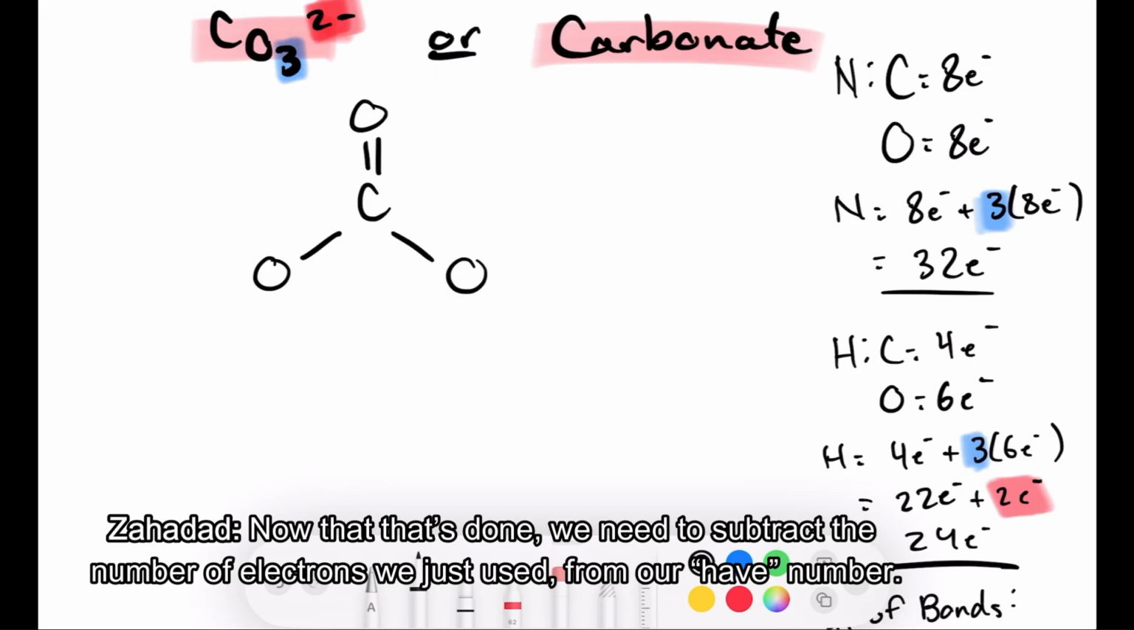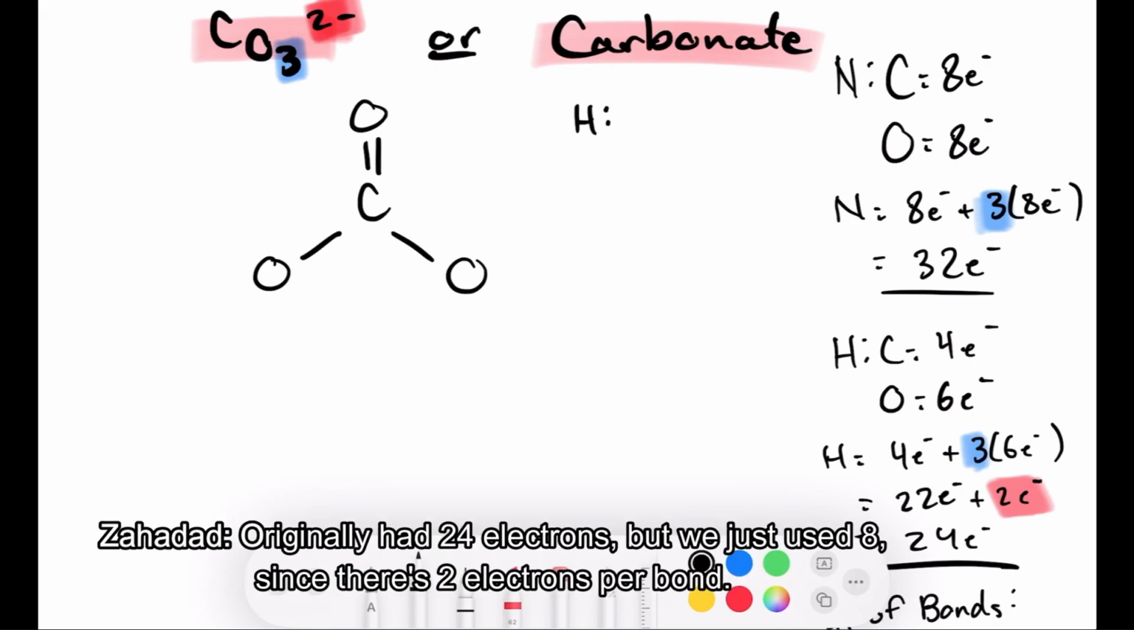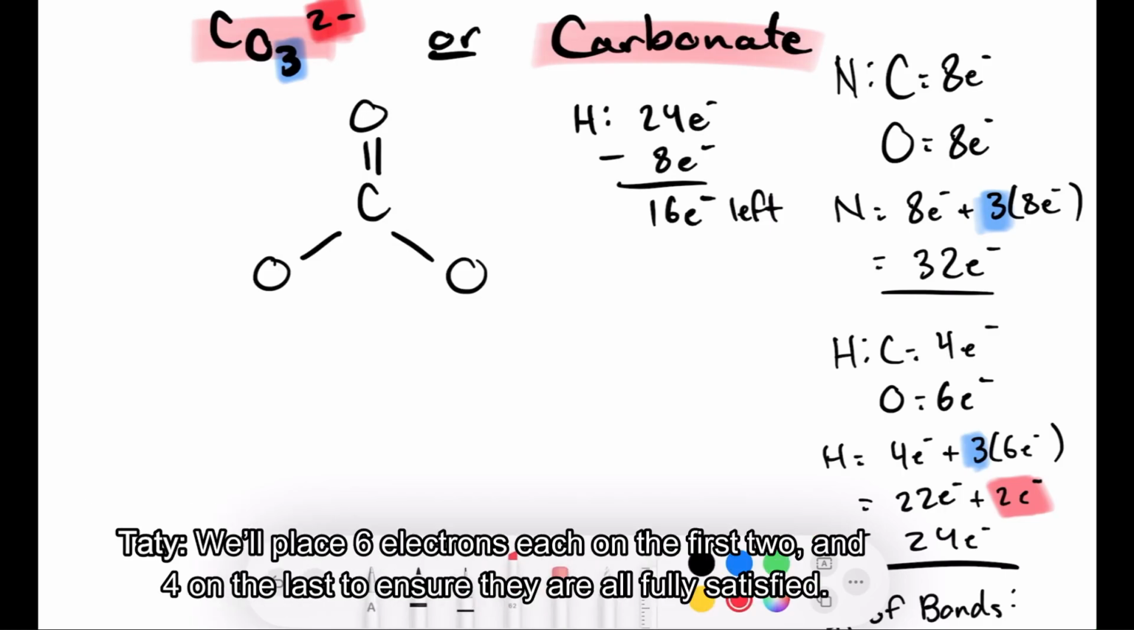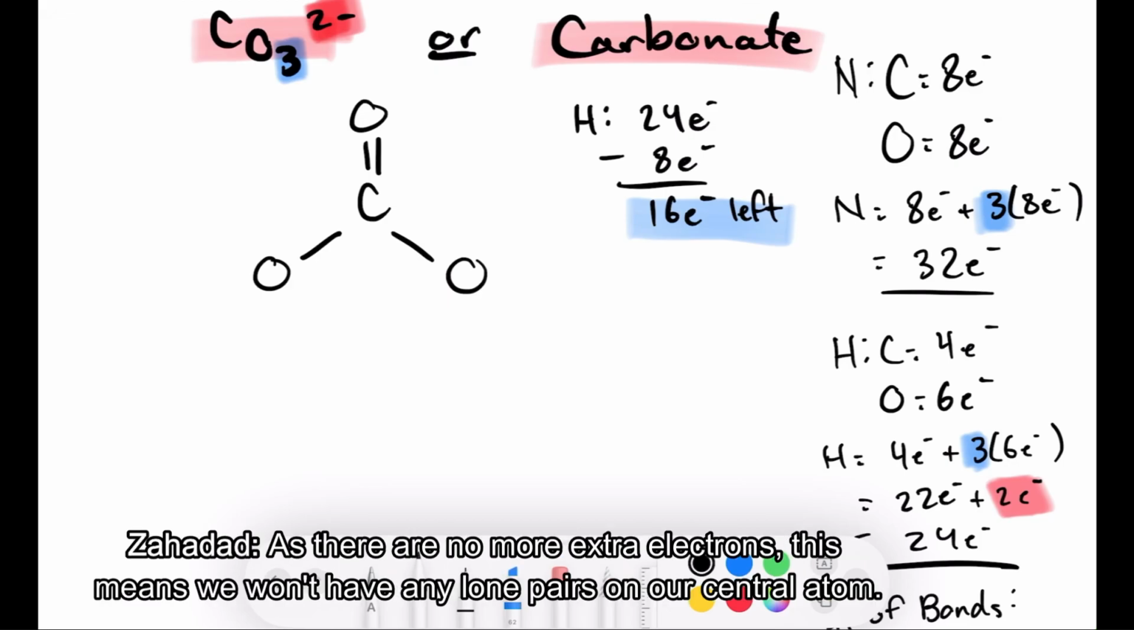Now that's done, we just subtract the number of electrons we just used from our have number. Originally we had 24 electrons, but we just used 8 since each bond uses 2 electrons. This means that we're left with 16 electrons. Now, we have to fill the surrounding atoms with electrons before we move on to do anything else. We'll place 6 electrons each on the first 2 and 4 on the last to ensure they are fully satisfied. As there are no more extra electrons, this means we won't have any lone pairs on our central atom.